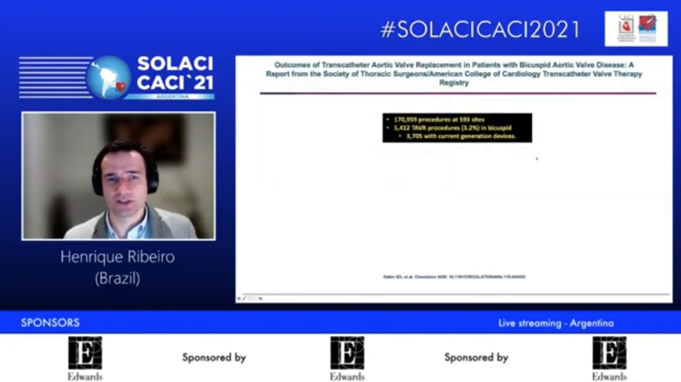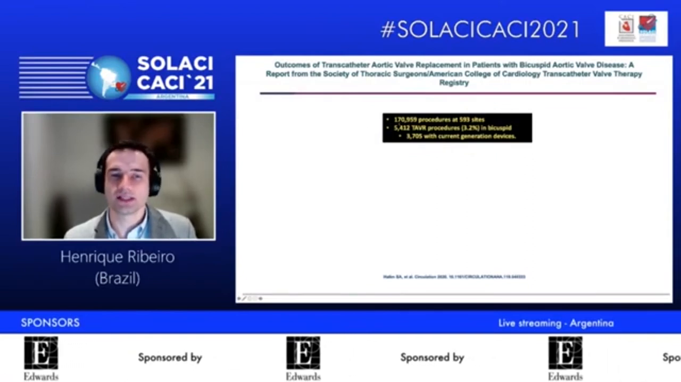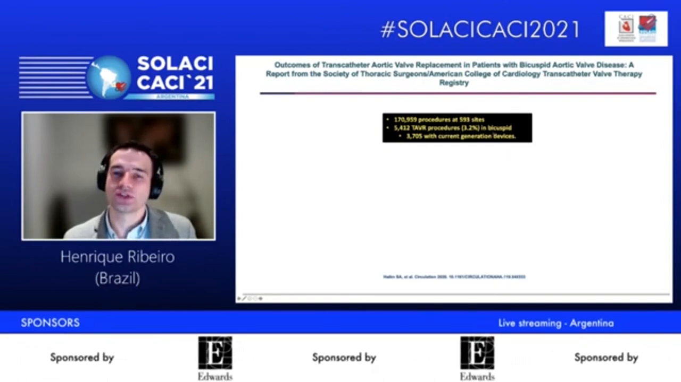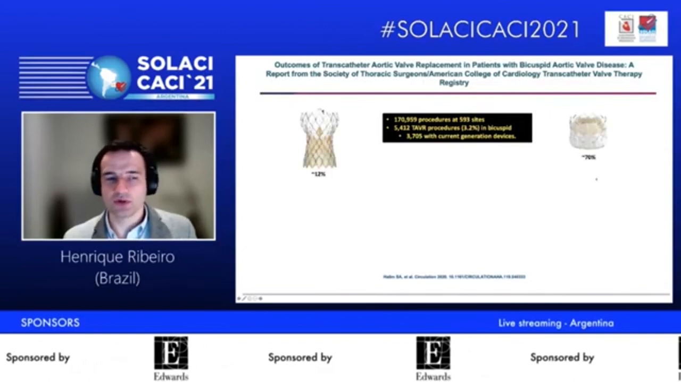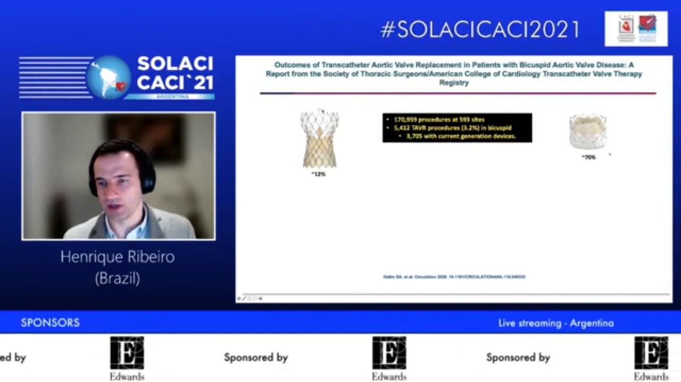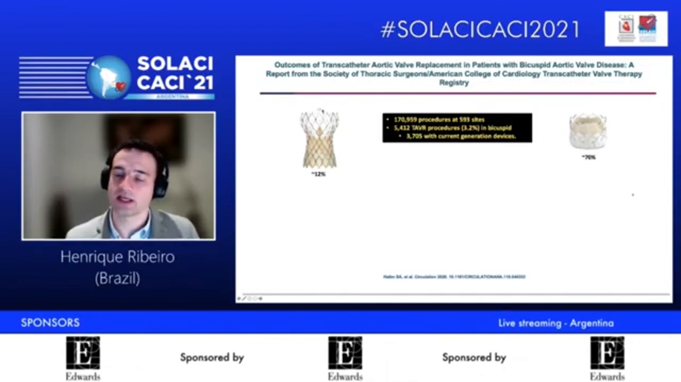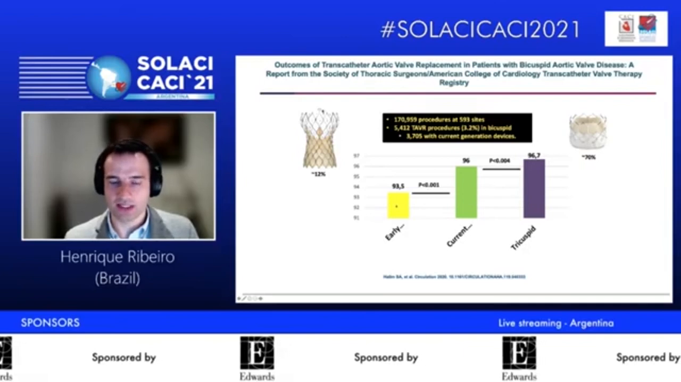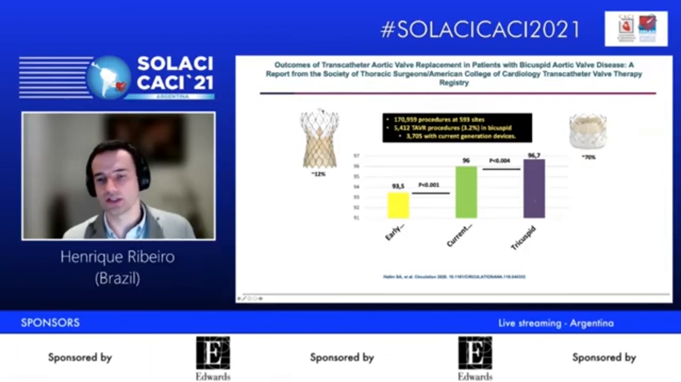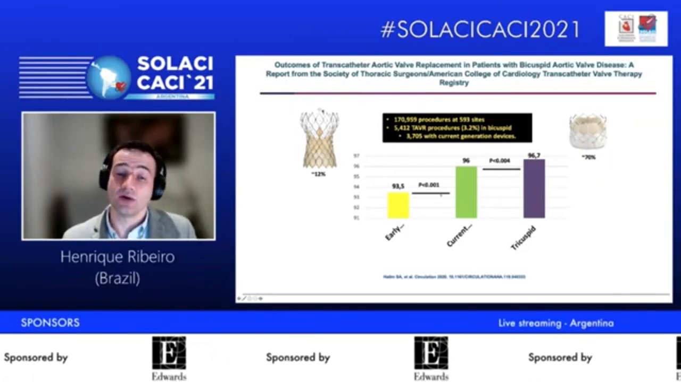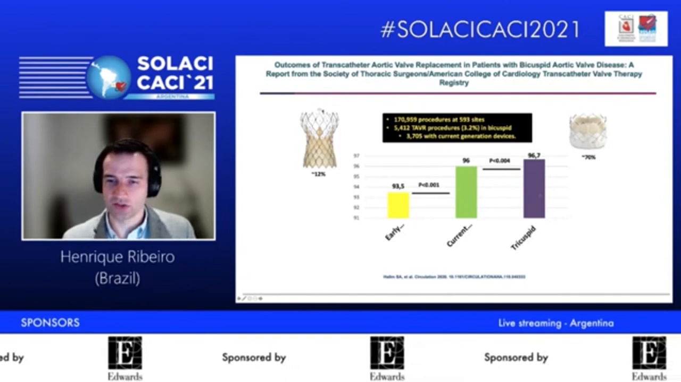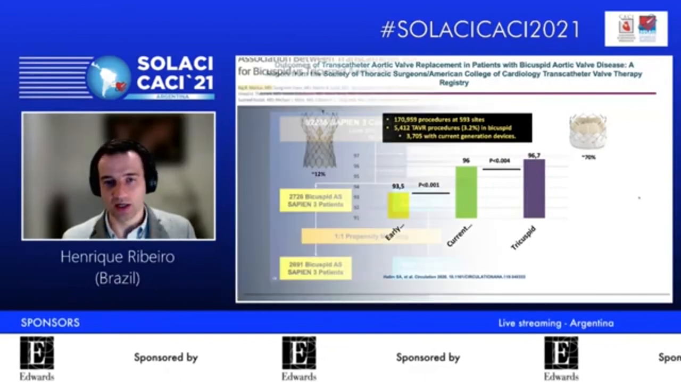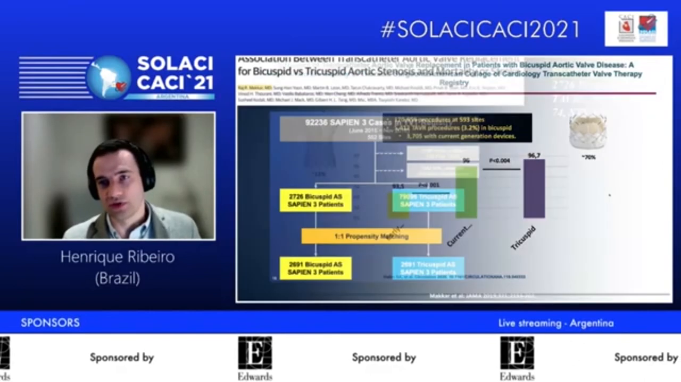However, recent data from the STS registry, with almost 170,000 patients included and more than 5,000 procedures in bicuspid valve, have shown that with the newer generation valves, in this registry more than 70% of the patients used the Sapien 3 valve, we have seen an improvement in device success within the last few years with the current generation devices. So nowadays, when comparing bicuspid versus tricuspid valve, the success of the procedure is pretty similar between both arms.